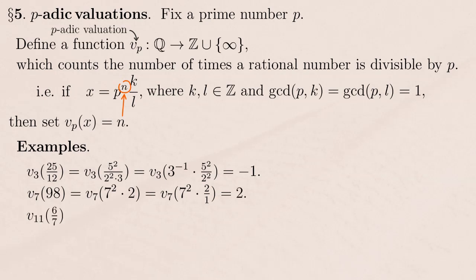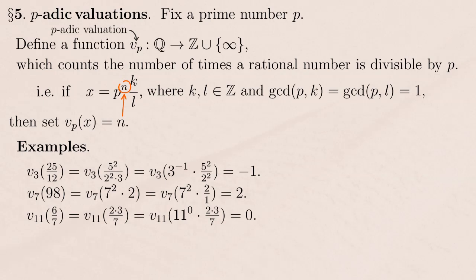Finally, v11 of 6 over 7, well this is 2 times 3 divided by 7, which doesn't have any 11s in it at all, so 11 to the 0 times 2 times 3 over 7. So the 11-adic valuation of 6 over 7 equals 0.